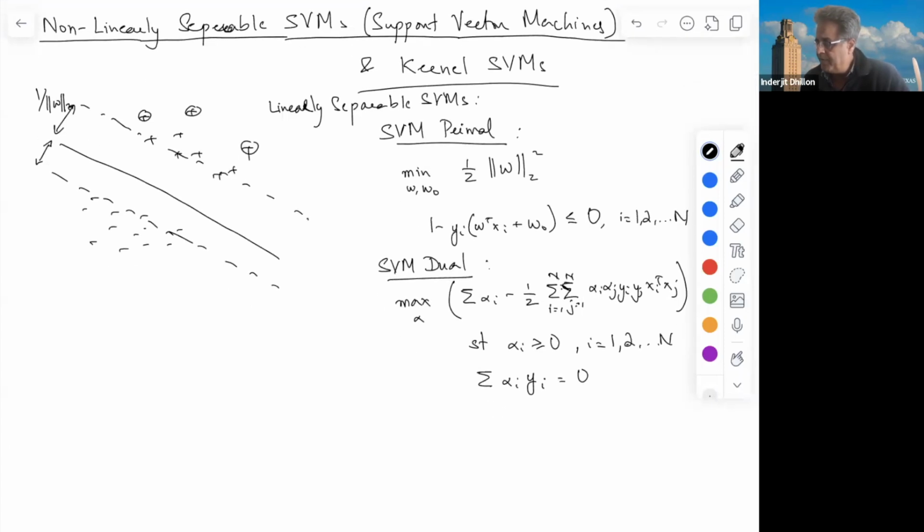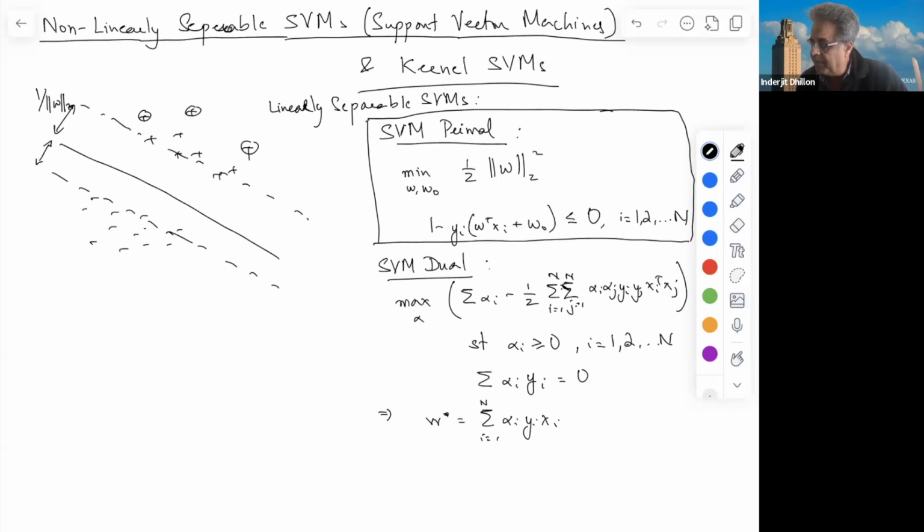And we saw that the separating hyperplane had this form, W star, the normal to the separating hyperplane, was of the form summation of alpha i, yi, xi. And remember, the yi's are either +1 or -1. So for linearly separable SVMs, this is the primal, this is the dual, and this is the form of the separating hyperplane.